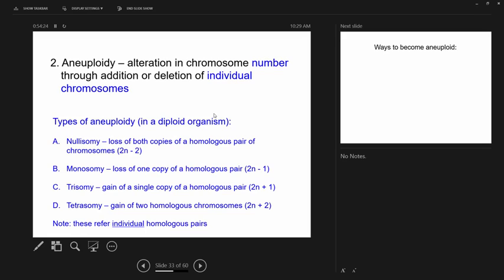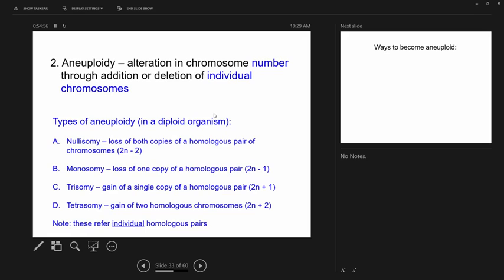Because we are diploid, we're going to consider diploid correct. So nullisomy is going to be loss of both chromosomes. Monosomy is going to be loss of one chromosome. Disomy is not listed because disomy is just being diploid. That's normal. That would go in here, but it's normal. Trisomy is having 3 and tetrasomy is having 4.